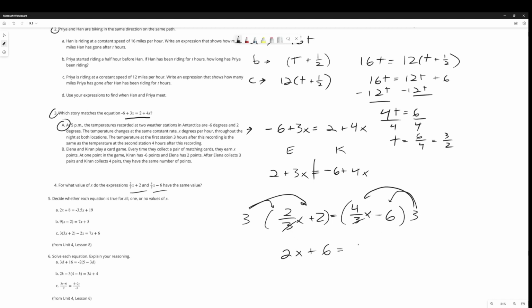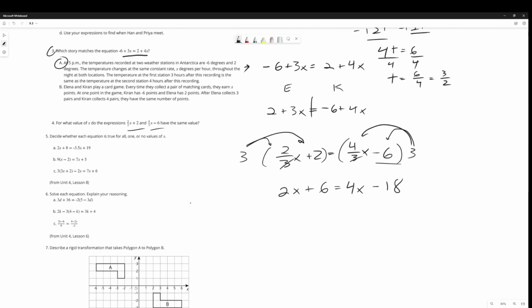Over here, the 3 cancels out, so I get 4x. And 3 times negative 6 is negative 18. Remember, that's a negative 6 because the negative symbol goes with the term it follows. All right, so now let's solve.